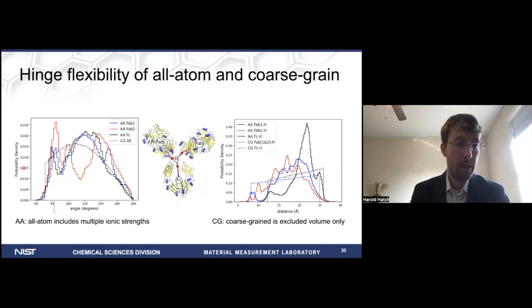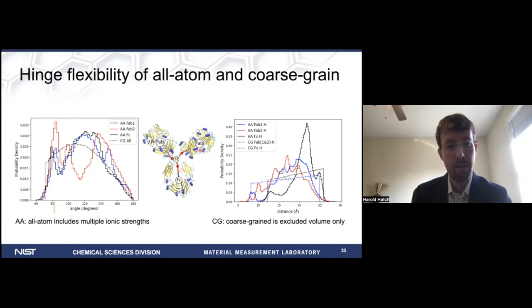Here we have probability of angles, which are the solid line. These are from the all atom simulations, and they're the angles of these elbows here. So the black line would be the Fc angle, from the Fc to this elbow to the center of the hinge.